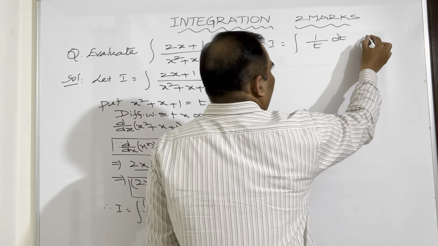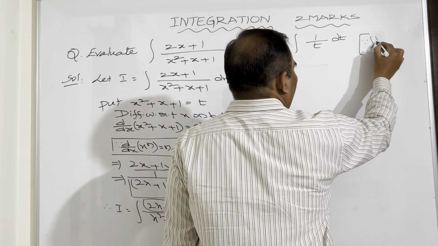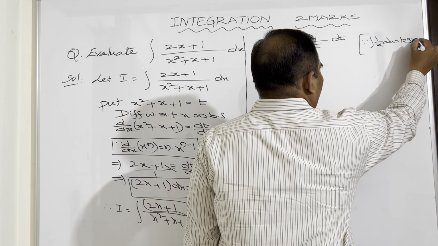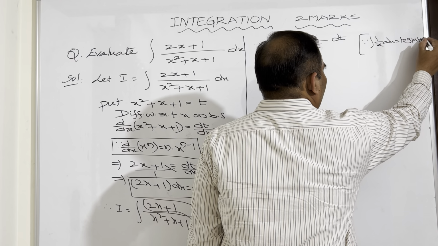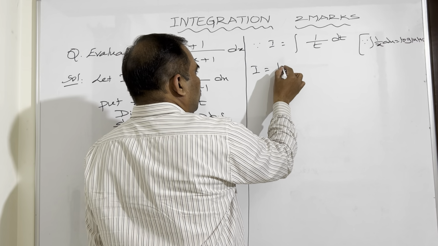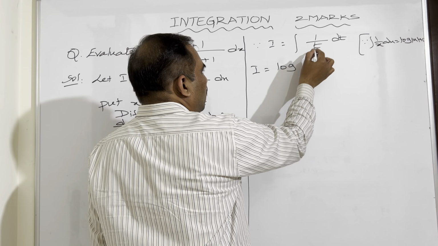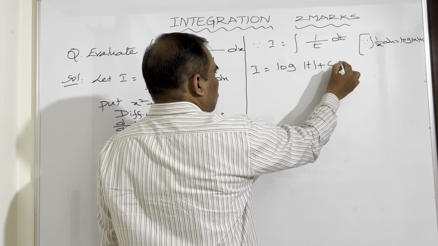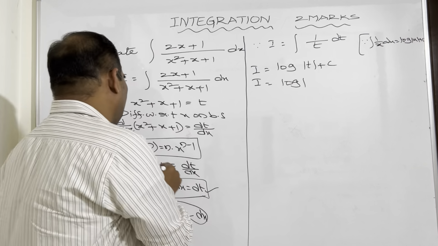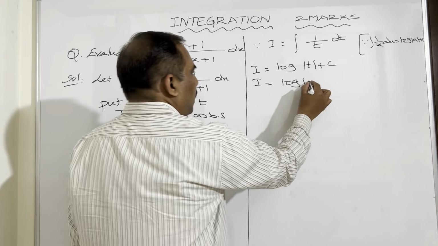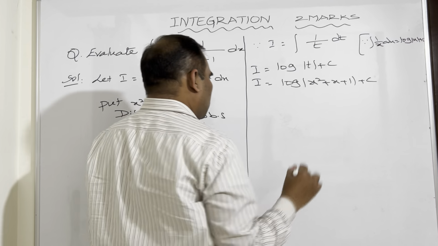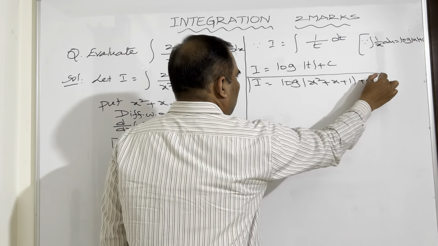We know that the integral of 1/x dx is log|x| + c. In the same way, I = log|t| + c. Finally, I = log|x² + x + 1| + c, since t is what we have taken as x² + x + 1. This is the solution of the given integral.